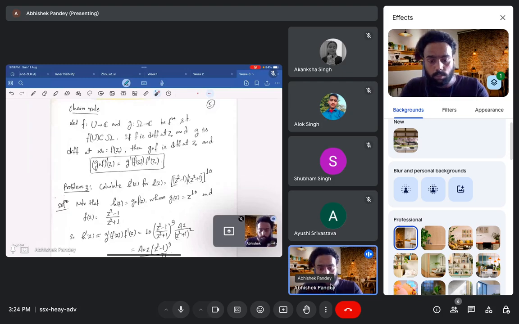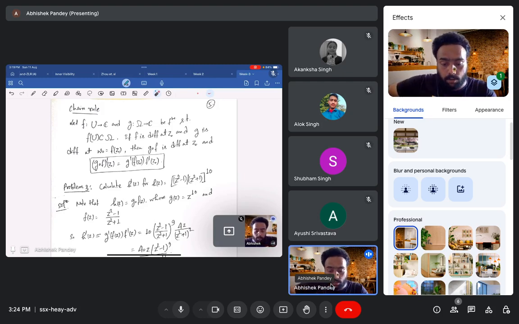Okay, so the chain rule is important. Let f from U to C and g from omega to C be functions such that f(U) is contained in omega. If f is differentiable at z naught and g is differentiable at w naught, then the composition is differentiable at z naught, and the derivative of the composition is given by g dash of f(z naught) times f dash z naught. Now this g dash of f(z naught) is defined because f(U) is contained in omega.